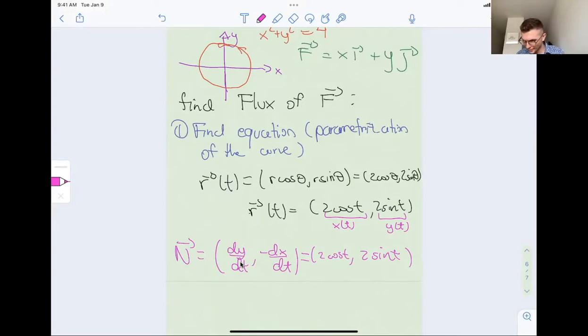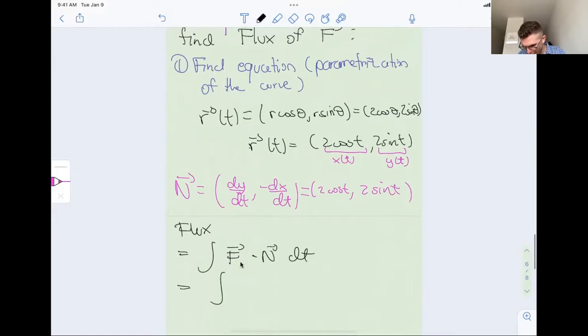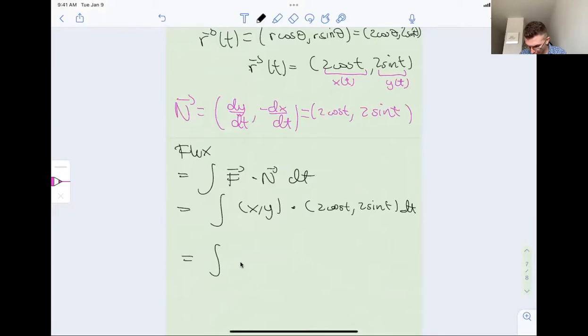And so if you do this, the flux will be what? It's the dot product of F with N dt, that's the dot product of F, which was (x, y), with N, which is (2 cosine t, 2 sine t) dt, right? And so you get the integral of 2x cosine t plus 2y sine t dt. But this is just like the work problems. You cannot have an expression involving x and y. You have to change that into something that involves only t. So what do you replace x with? 2 cosine t, right? And y gets replaced with 2 sine t. Good.